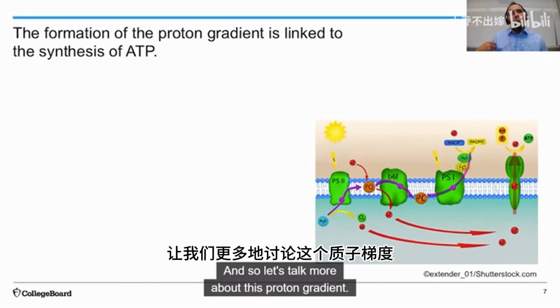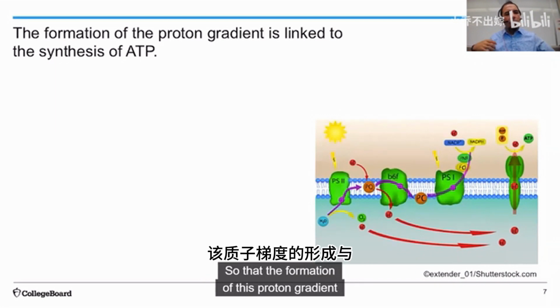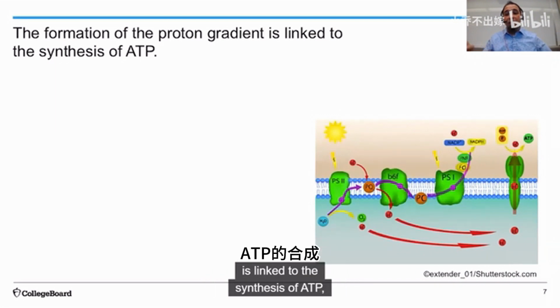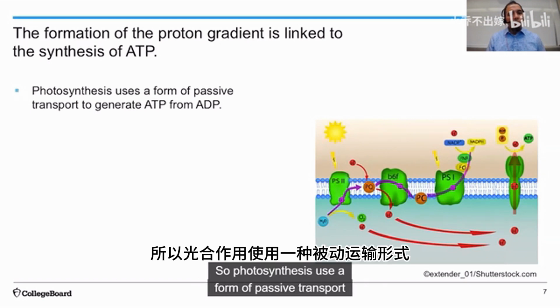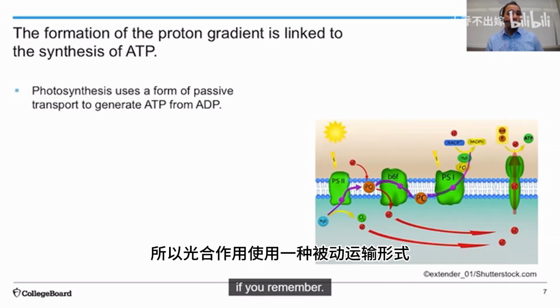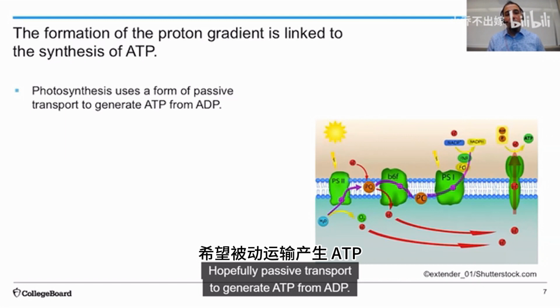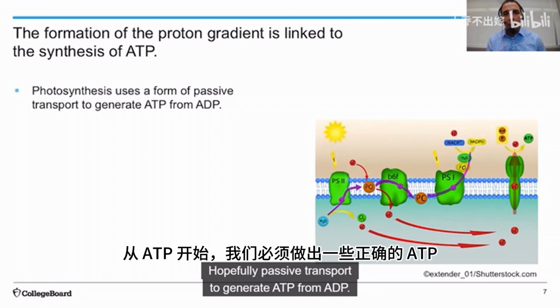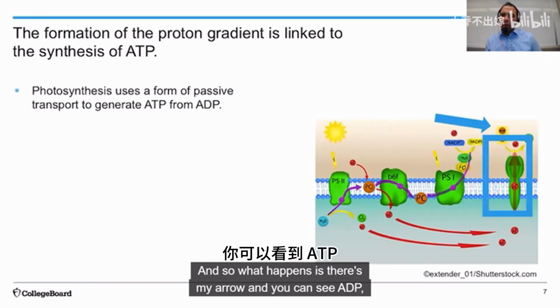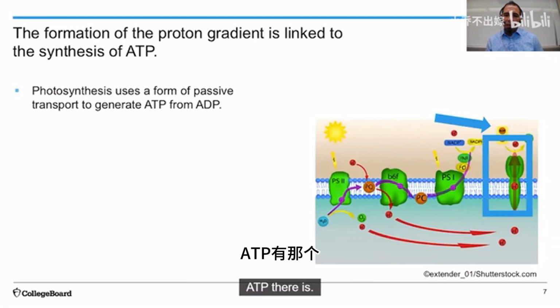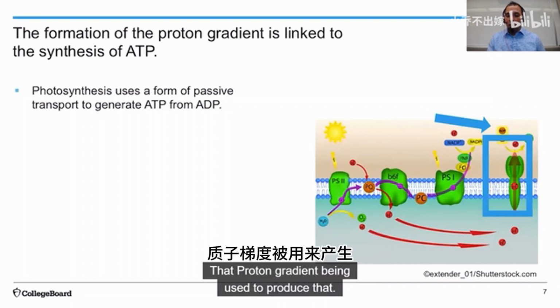And so let's talk more about this proton gradient. The formation of this proton gradient is linked to the synthesis of ATP, which is all the way down there at the end of my image. Photosynthesis uses a form of passive transport, if you remember, to generate ATP from ADP. We've got to make some ATP, right? There's my arrow, and you can see ADP, ATP. There is that proton gradient being used to produce that.